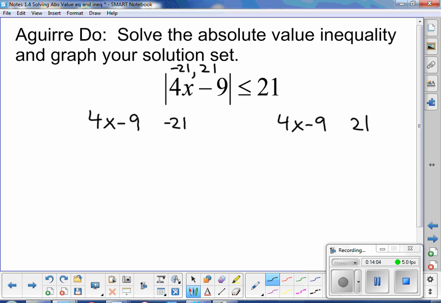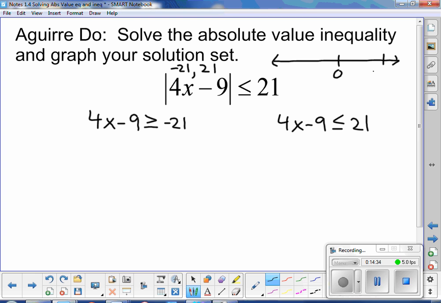Now you will notice that I didn't put the actual symbols in. The reason is, on the positive part, the symbol stays the same, because your distance from 0 should be smaller than 21. But at the same time, it's going to be bigger than negative 21 on the other side. So it's going to be greater than or equal to. You might notice that you flipped the sign over. Just to show you why we did that.